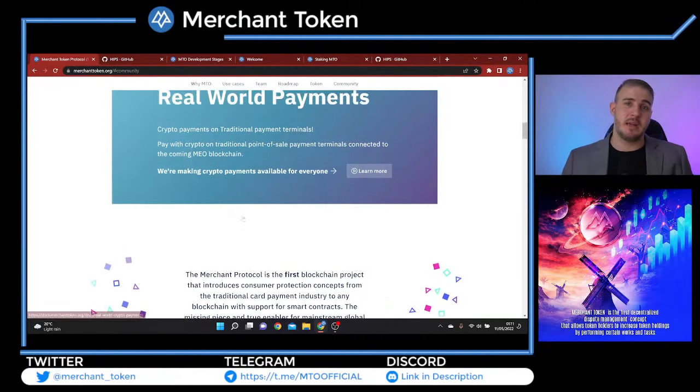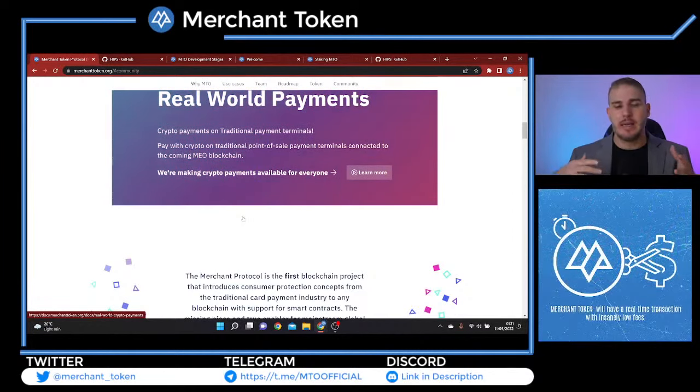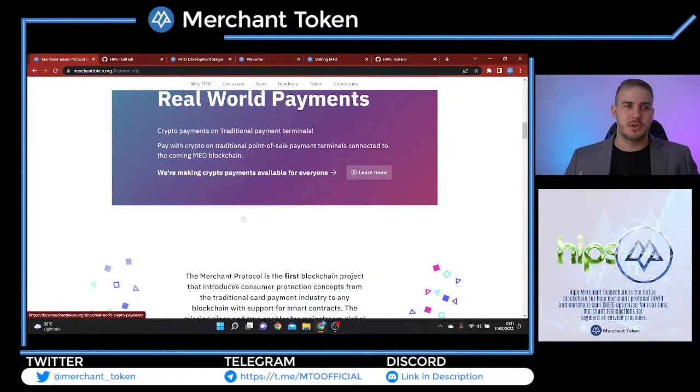But at the same time, as a token holder, which is what you need to know, every time someone makes a purchase, there will be a gas fee, which is going to be minuscule because we need to be competitive and we need to make sure that a lot of people will want to actually use our system.